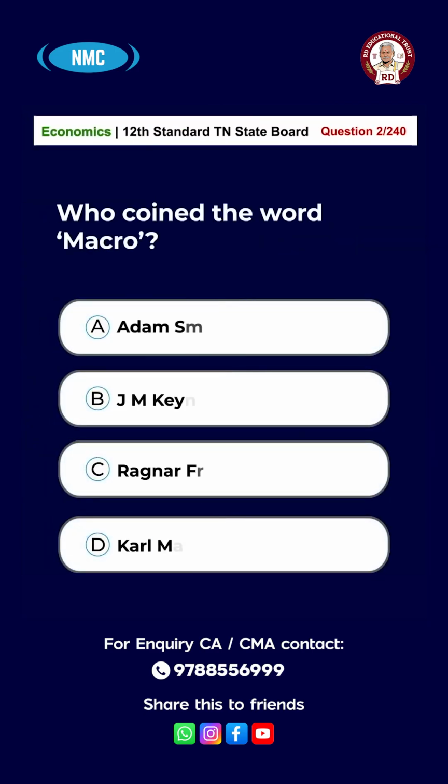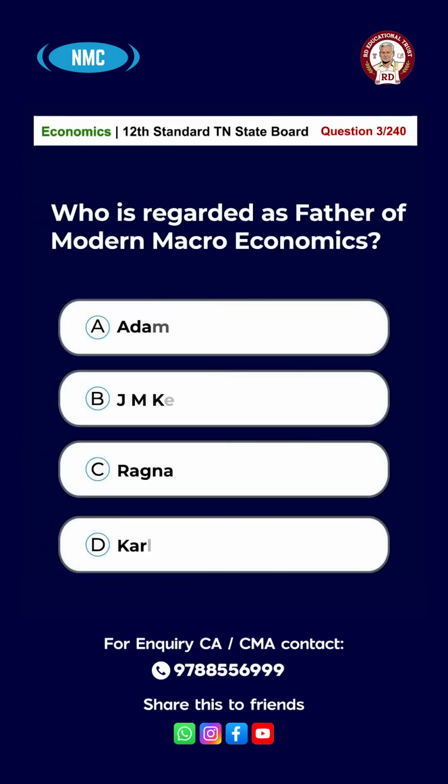Question number 2. Who coined the word macro? Option A. Adam Smith, B. James Keynes, C. Ragnar Frisch, D. Karl Marx. The answer is option C, Ragnar Frisch.